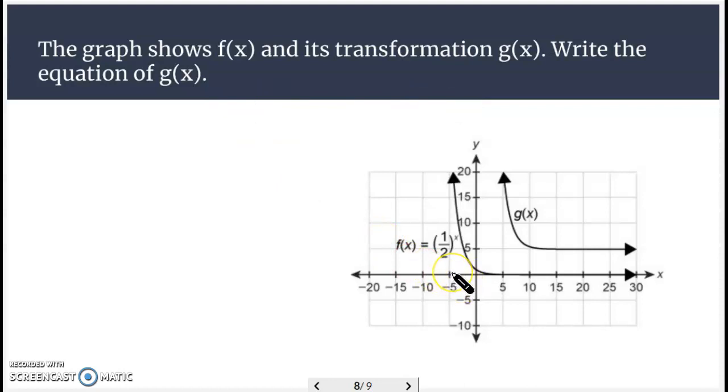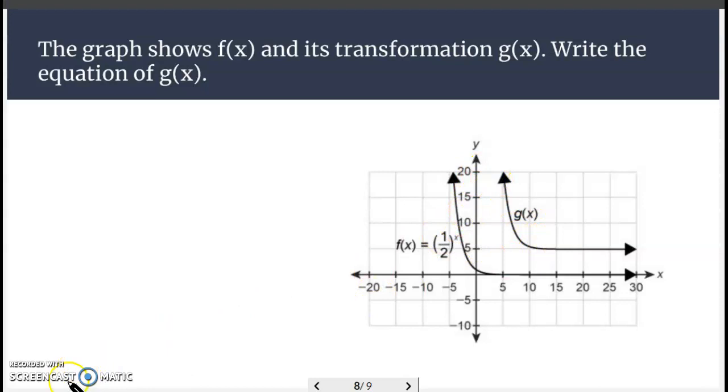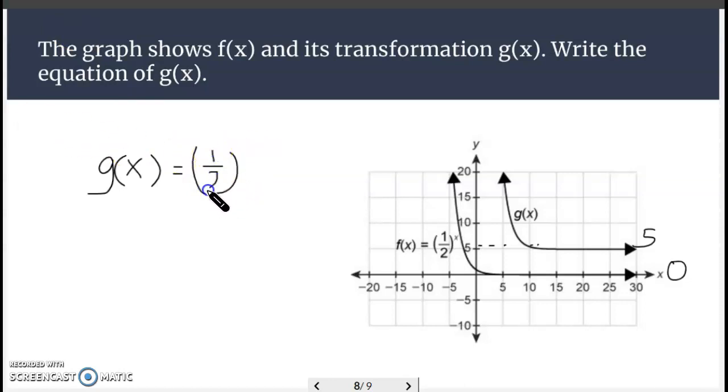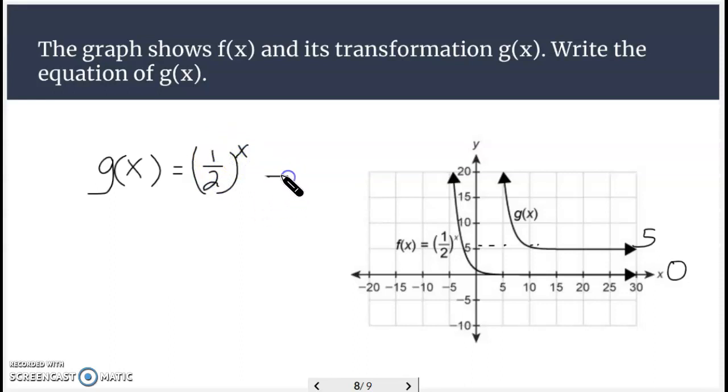All right, so it looks like we have f of x equals 1/2 to the x power, and g of x is right up here. So how did this transform? First of all, let's look at the vertical translation. The original function looks like it has a horizontal asymptote at 0. The second one, if you look here, is leveling out at 5. So g of x will be the original function, (1/2) to the power of x, and we definitely went up 5. We have a plus 5 added.